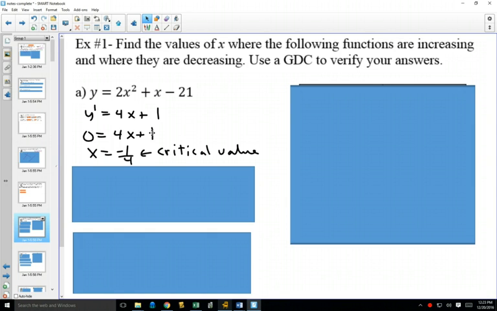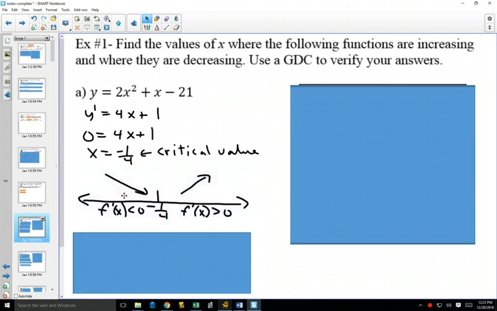But if we look at that point, we could draw a sign diagram. You did these sign diagrams a little bit when you looked at inequalities. It's sort of that same idea. We put our critical value on a number line. Here we've got -1/4. And then you can plug in test values above -1/4 and below -1/4 into your derivative.